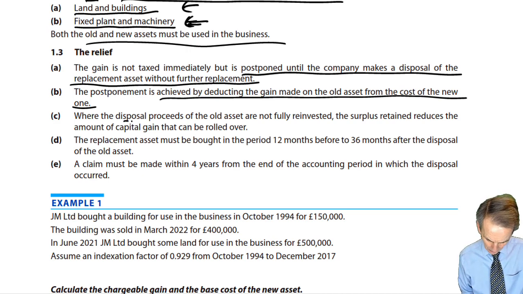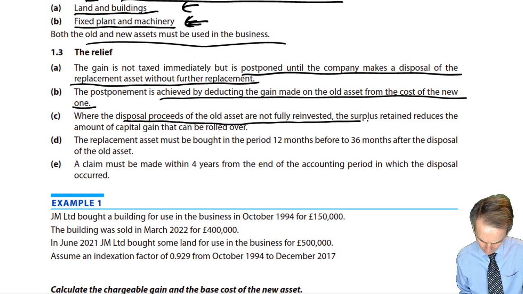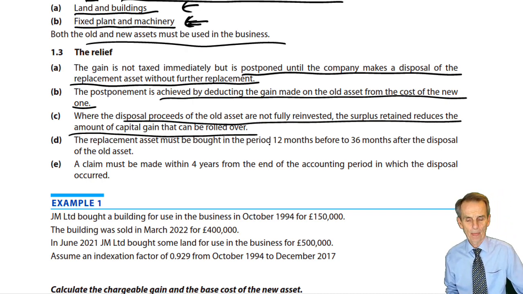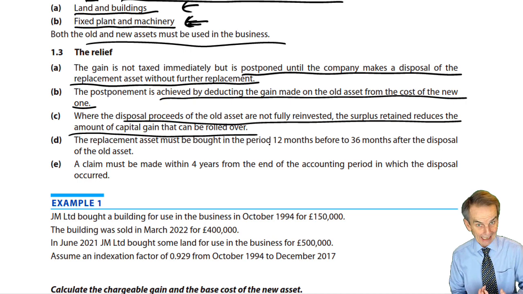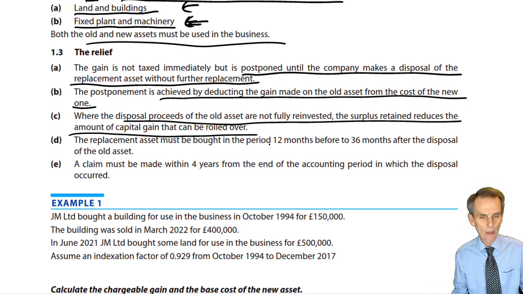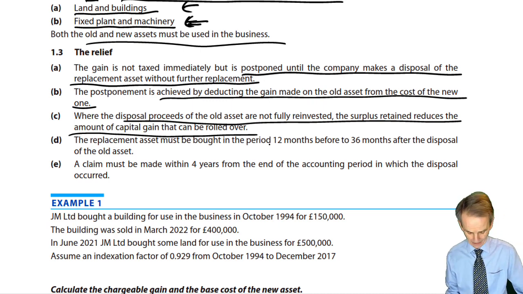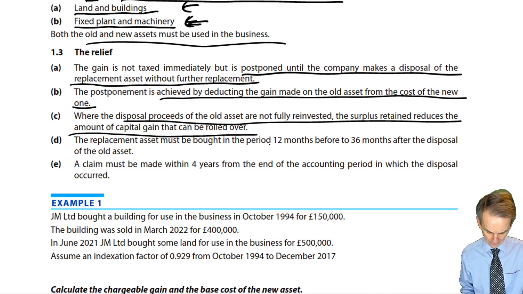Where the disposal proceeds of the old asset are not fully reinvested, as we've said, the surplus retained reduces the amount of capital gain that can be rolled over. To the extent that you fail to reinvest all the proceeds, the bit of the proceeds you've taken out on that deal, that is the amount of the gain that will continue to be chargeable. And only the balance, if there is one, can then be deferred through rollover.